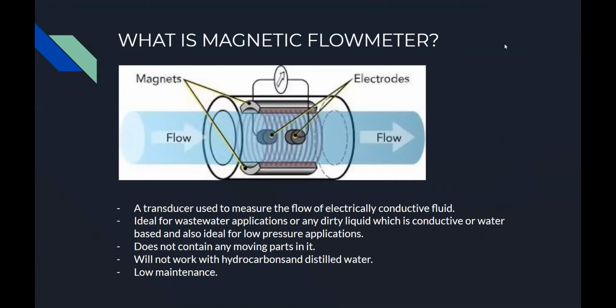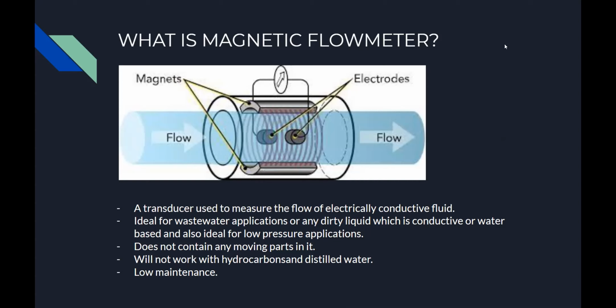What is a magnetic flow meter? A magnetic flow meter is a transducer used to measure the flow of electrically conductive fluid. This magnetic flow meter is ideal for wastewater applications or any dirty liquid which is conductive or water-based, and also ideal for low pressure applications. This magnetic flow meter does not contain any moving parts in it, as you can see in the picture.